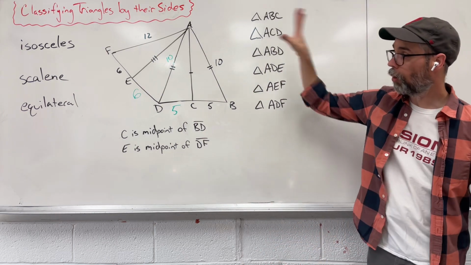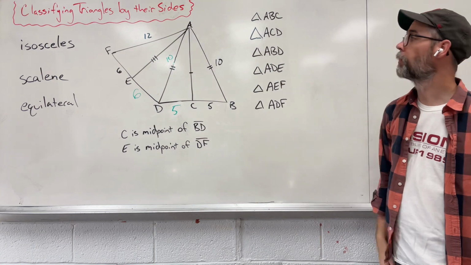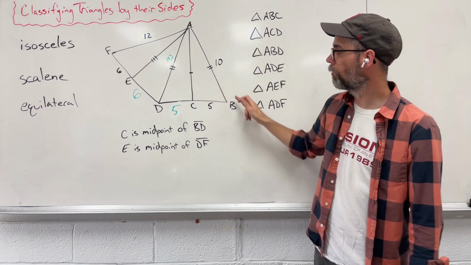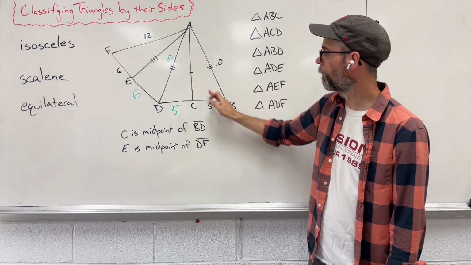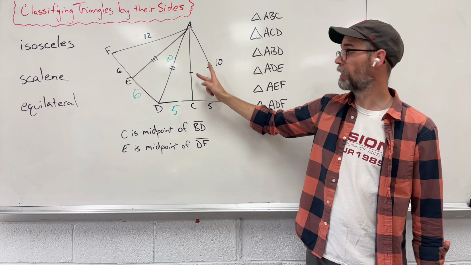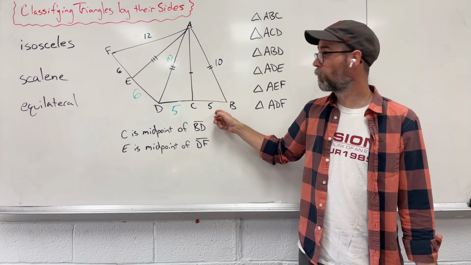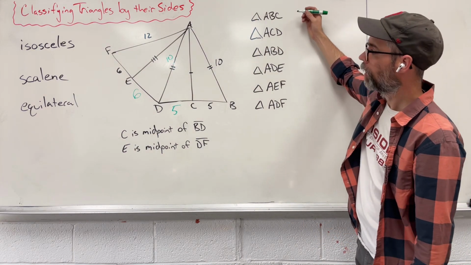Now, let's use all that in the picture and classify these triangles by those three possibilities. So triangle ABC, this triangle all the way to the right, the little one here. We have a 10, we have a 5, we have a mystery. But I know that this mystery is not the same as this. It would be similar here, but it's not. So we call that three different sides, scalene.